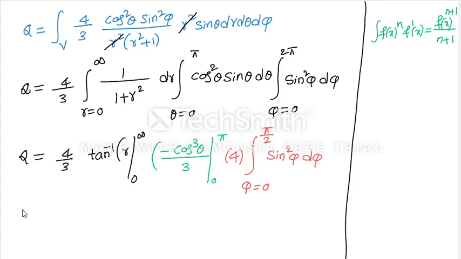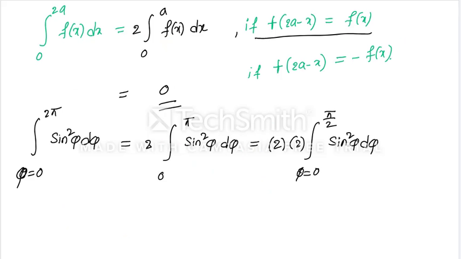Now we'll simplify this thing here. So this is 4 by 3 into, this will become tan inverse of infinity, which means pi by 2, and we can replace here. How much value will we get? So this is 2 by 3 plus 2 by 3 minus 2 by 3 plus 2 by 3 into 4 times, and here we'll do one more property.